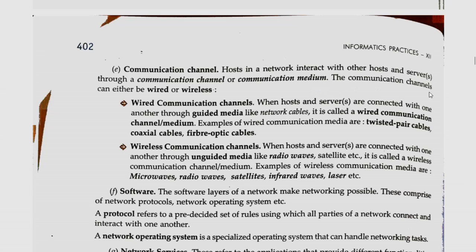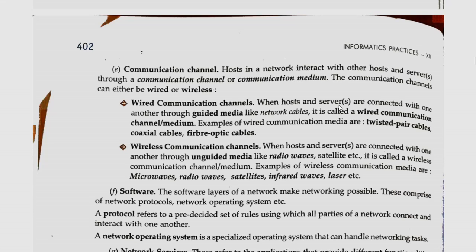The communication channels can either be wired or wireless. Obviously there are two options for us: either we can use a wired communication channel or we can use a wireless communication channel. Depending upon the situation and the advantages and disadvantages, we choose a particular desired communication channel. So let's see what a wired communication channel is.